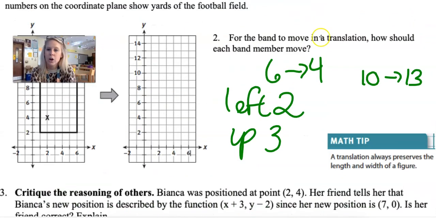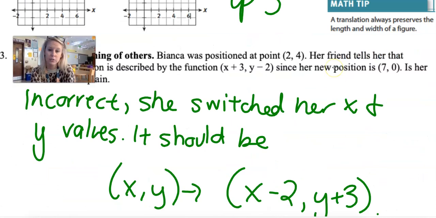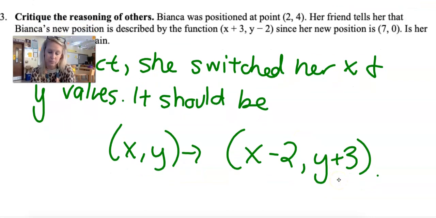So you subtract 2 with the x values, and then you add 3 to the y values. So it should actually be x minus 2, because you went left, and then y plus 3. For example, if she moved to the right, this would be a plus 2. If she went down, it would be subtract 3. So it very much follows along with the x and the y axis. Okay? Let me know if you have any questions.